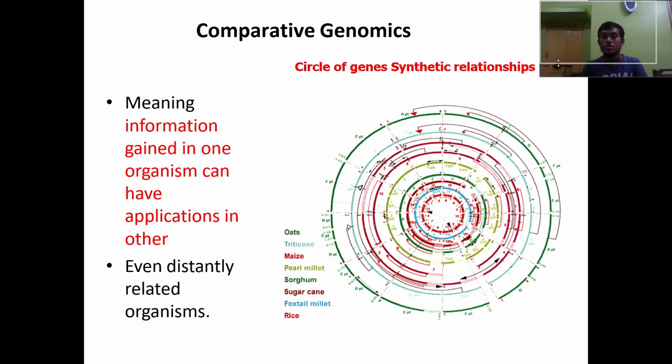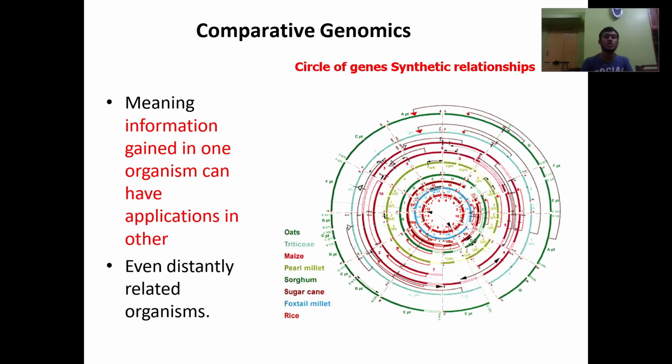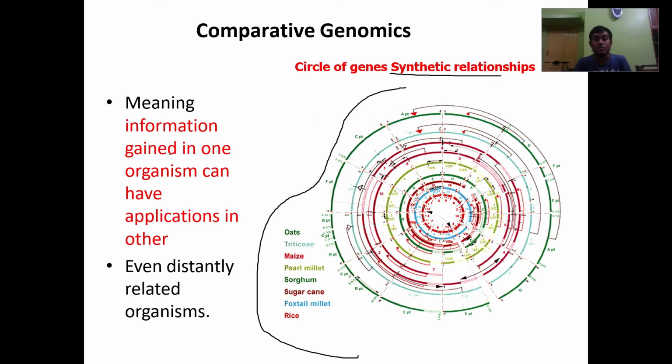Comparative genomics is a bit different from functional genomics. You can see a circle of gene syntenic relationships in the picture in front of you. It means information gained in one organism can have applications in other organisms as well. This is a very important point in comparative genomics. Even distantly related organisms are applicable to this. So this is a circle of gene syntenic relationships.